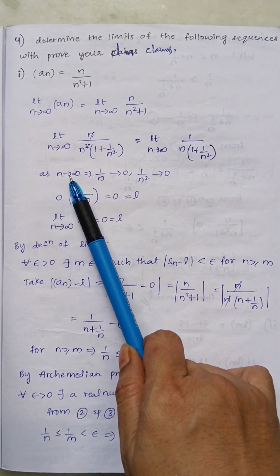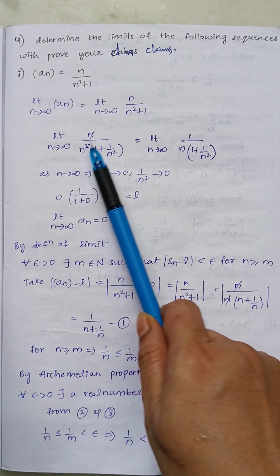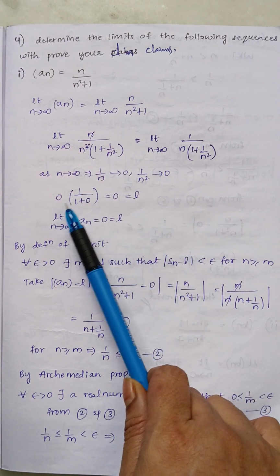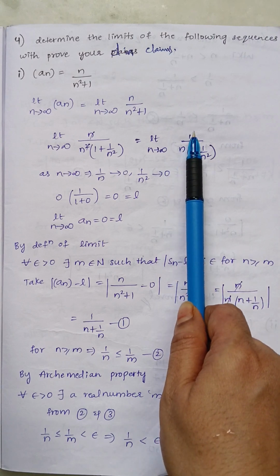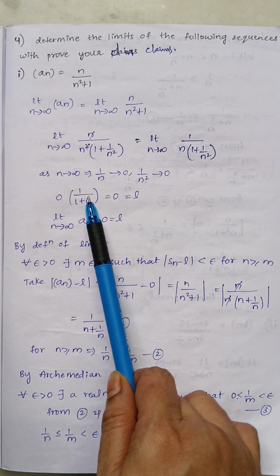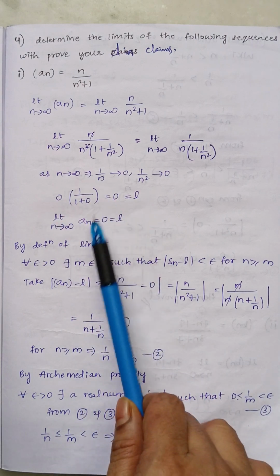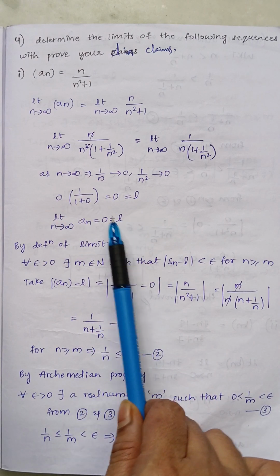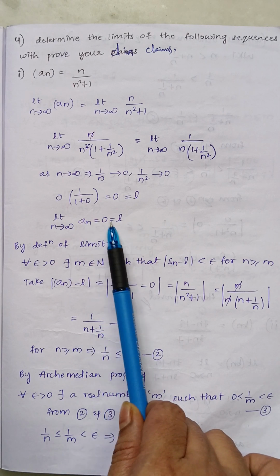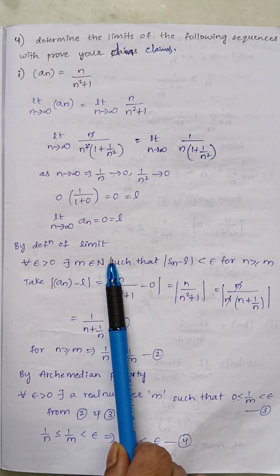As n tends to infinity, 1 by n tends to 0. Obviously 1 by n square also tends to 0, because 1 by infinity is 0. So substitute those values: 1 by n is 0, into 1 by 1 plus 0. So 0 into anything is 0. So what is the limit value here? L equals 0. Now we need to prove this limit of the sequence is 0 by using the definition of limit.